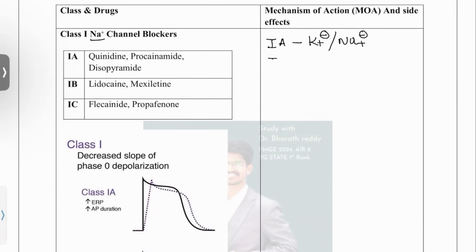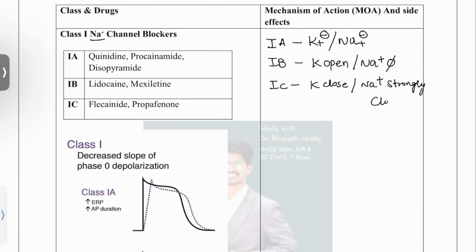All right. And next, 1B. 1B is going to be where potassium channels are open and the sodium channel blockers are blocked. All right. Next, 1C is more like closed, and the sodium channel blockers are very strongly closed. Okay, very strongly closed. So this is how the sub-classification is done.